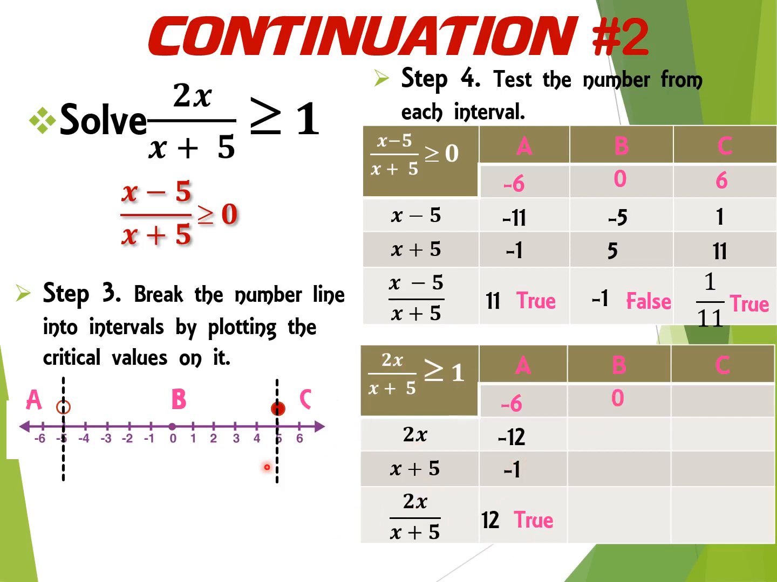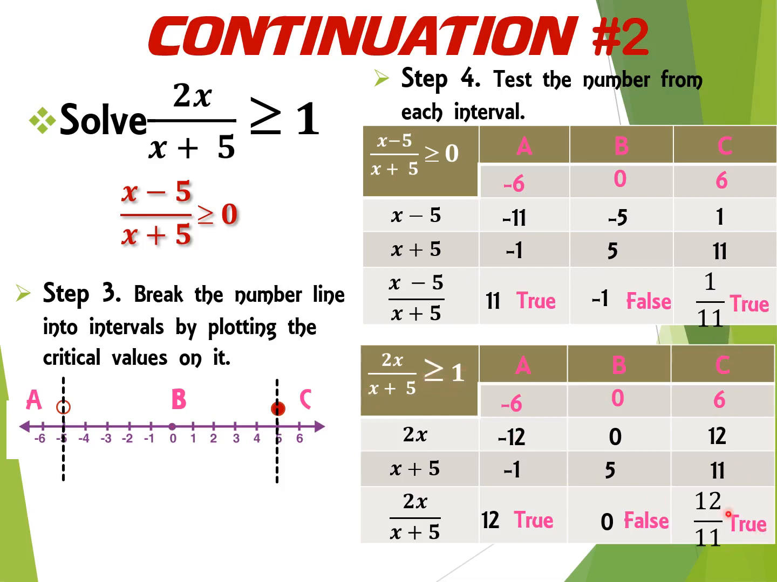And then, for letter B, again, let me choose 0. So, 2 times 0 is 0. 0 plus 5 is 5. 0 divided by 5 is 0. 0 is greater than or equal to 1. This is false. And then, for letter C, again, we'll use 6. So, 2 times x, or 2 times 6, is 12. 6 plus 5 is 11. 12 divided by 11 is 12 over 11, and this is also equal to 1 and 1 over 11, which is greater than or equal to 1, so you will have true.